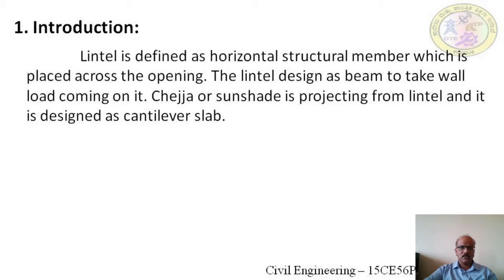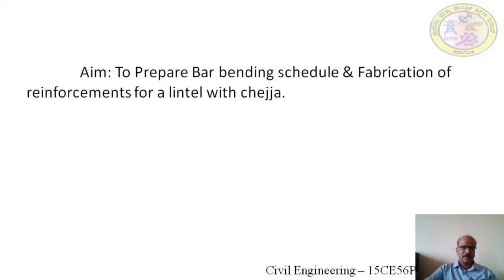Introduction. Lintel is defined as a horizontal member which is placed across the opening, maybe on the door or on the window or on the ventilator. The lintel is designed as a beam to take wall load coming on it. And the Chhajja or a sunshade is projecting from the lintel and it is designed as a cantilever slab. The aim of the experiment is to prepare the bar bending schedule and fabrication of reinforcements for lintel with Chhajja.